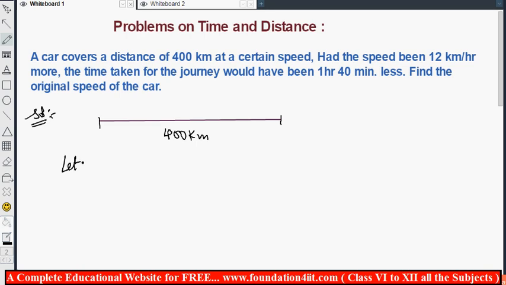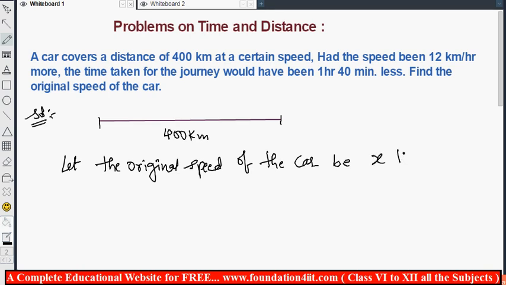So let the original speed of the car be x kilometers per hour. This is the original speed. Now the time taken to cover 400 kilometers: we can find the time for the original speed. We know the formula, speed is equal to distance by time, so time is equal to distance by speed.